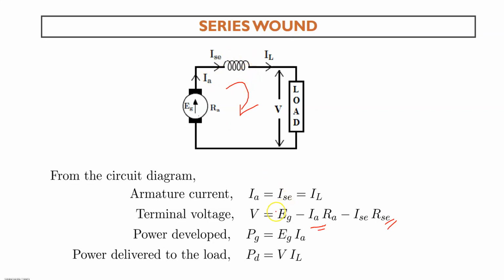So the total voltage available across the load will be equal to Eg minus IaRa minus Isc Rse. Isc Rse is the voltage drop across this series field winding. Now the power developed is Pg equal to Eg into Ia, as in the case of the shunt generator, and similarly for the power delivered to the load.